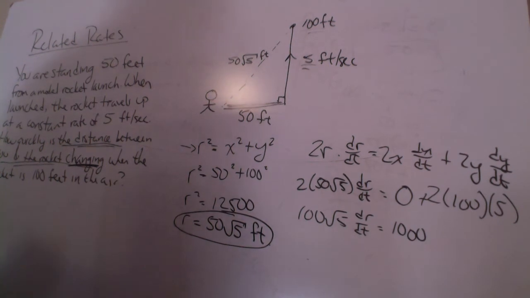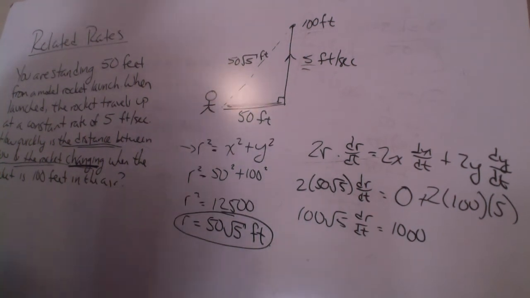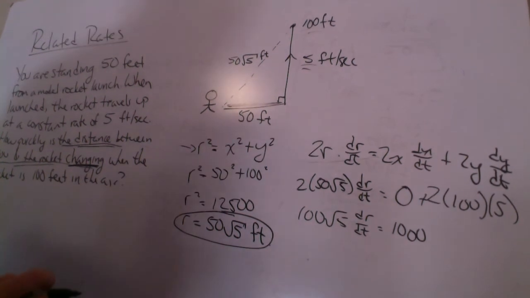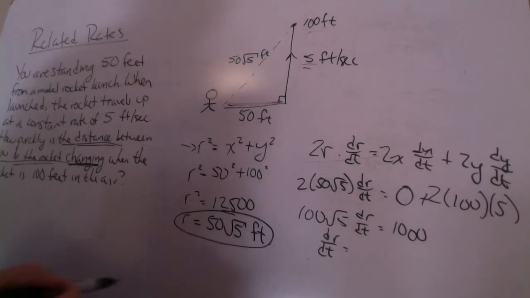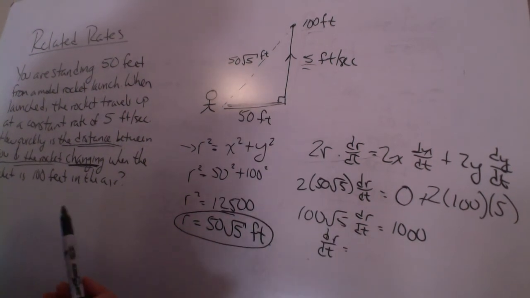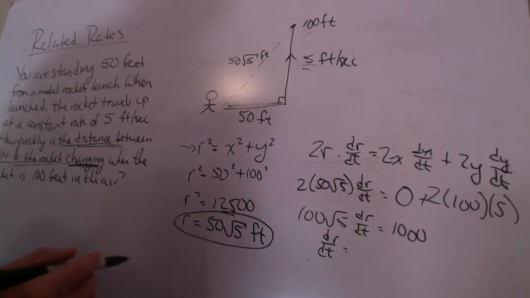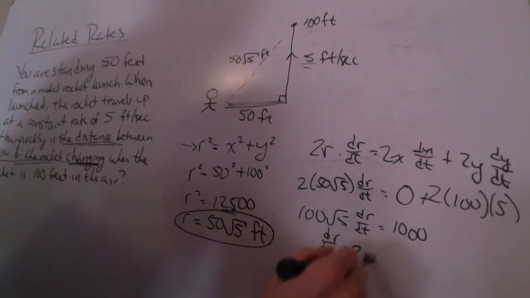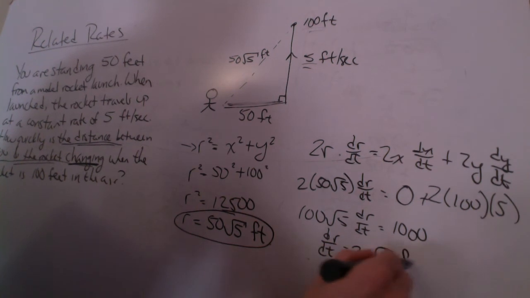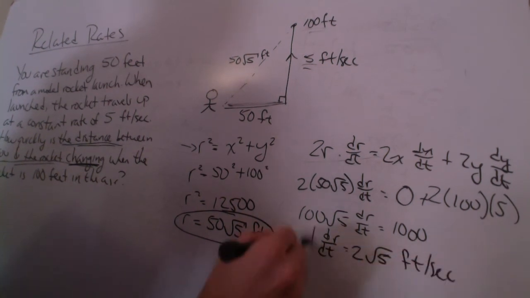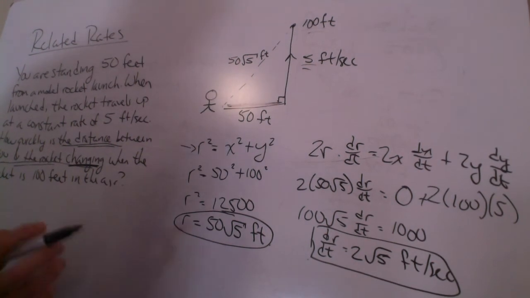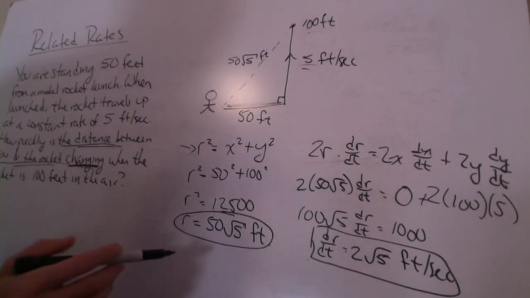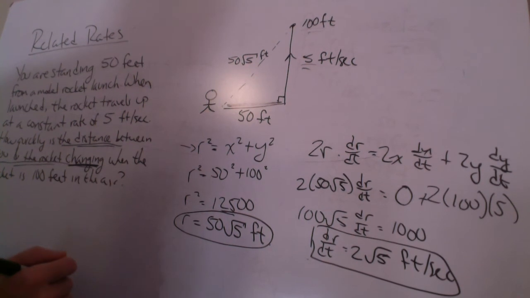And then I'll just solve for dr/dt by dividing both sides by 100 and then root 5, and that should get me dr/dt. Well, 1,000 divided by 100 is just 10. 10 divided by root 5, and maybe I'll rationalize that a bit, and I'll get 2 square roots of 5, and my units are feet per second. If you want to round this, you can, but we don't have to here. 2 root 5 is going to be the exact answer.